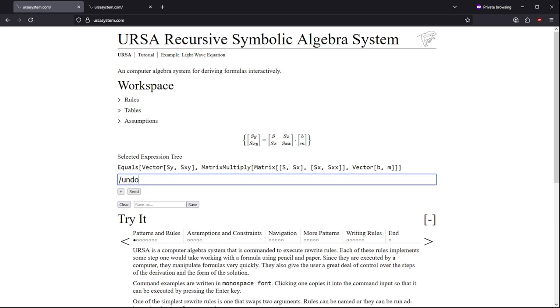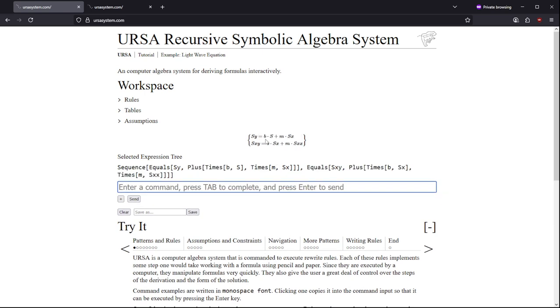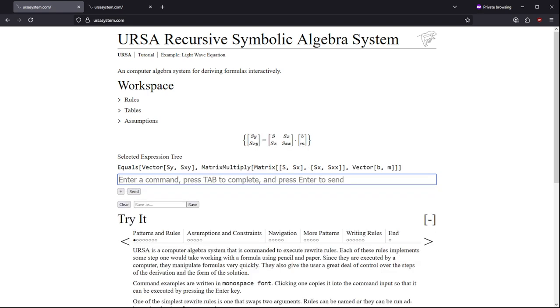And again, just to show how that works, we have as the top equation sy equals b times s plus m times sx. And when I run 2 matrix equation, the top row has sy in the vector, and then the matrix here is sx as its top row, and it's multiplied by the vector bm.